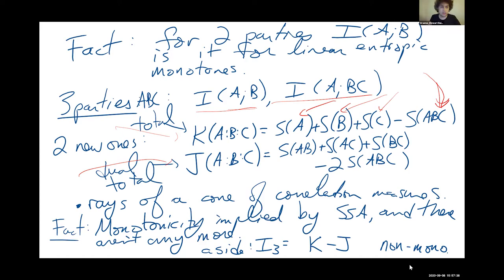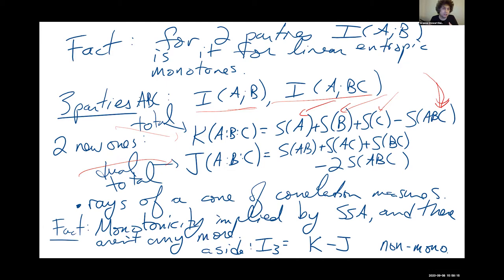Sure. And just as an aside, you might have seen this I3 quantity, where you take all the single-body terms, subtract all the two-body terms, and then add back in the three-body term. It has this cute presentation in terms of J and K, the nice monotones, as just the difference of the two monotones. And this illustrates one of the challenges with I3, which is that it's not a monotonic object. So it's not measuring something that you can't make locally, which makes it a challenge to understand I3 in terms of any operational interpretation.